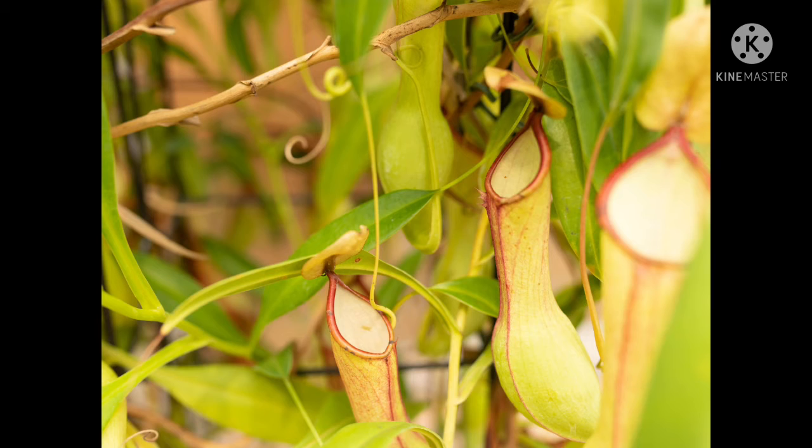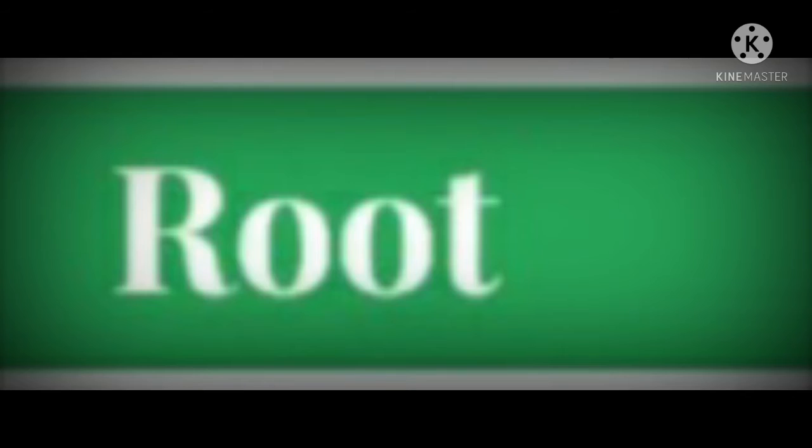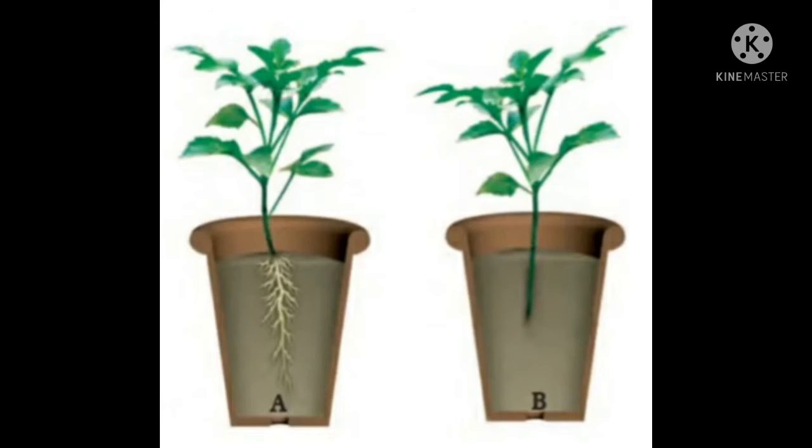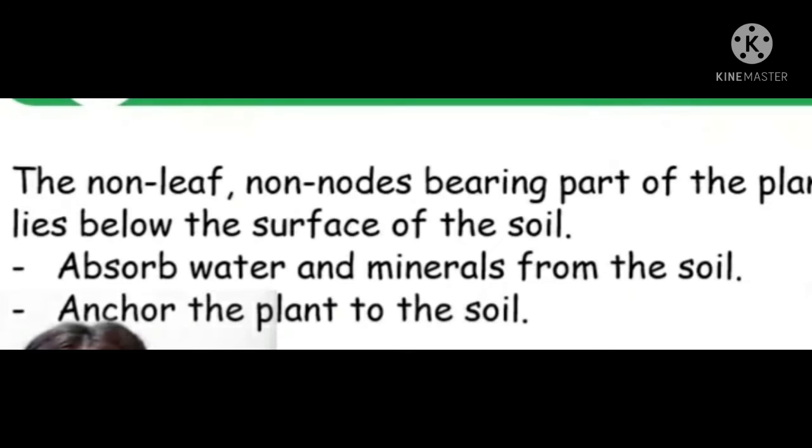For example, spinach or mustard leaves. Root is the most important part of a plant. It is under the ground. It can be seen as pale yellow in color because there is no chlorophyll in it. If we see the root in the soil, we can see that it is a non-nodal, non-leaf bearing part of the plant, below the surface of the soil.